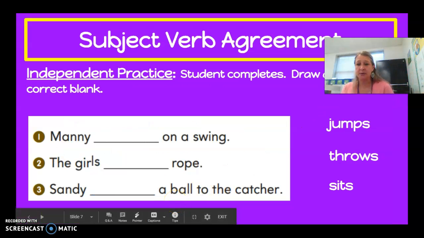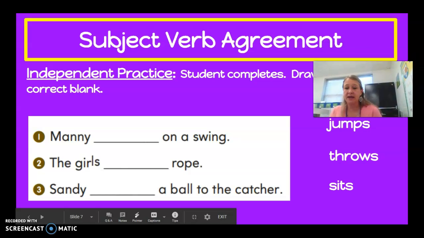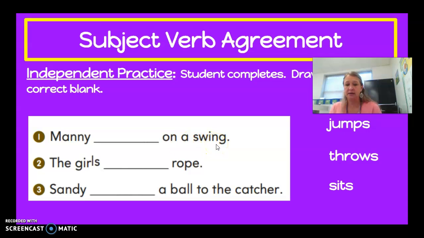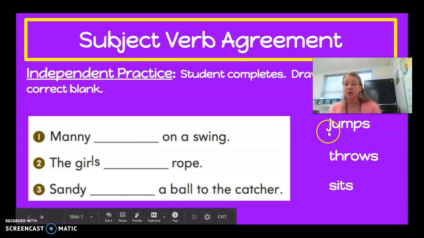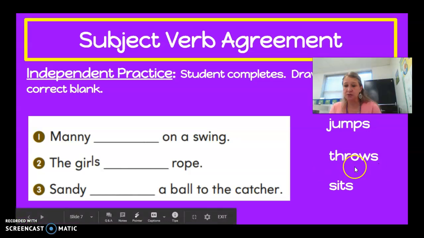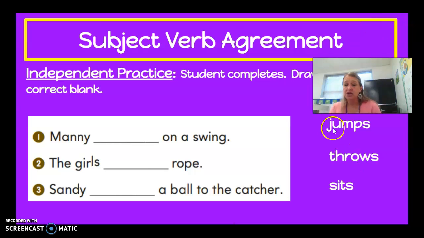Let's look at your examples. You are going to click on the pen and draw a line to the correct blank from each word. All right, so the first sentence says, Manny blank on a swing. All right, so let's read our answer choices. Repeat after me. This word is jumps. What is this word? Jumps. This word is throws. Say throws. Throws. This word is sits. Say sits. You are going to use your pencil tool at the top of your iPad to draw a line to the correct blank from each word.